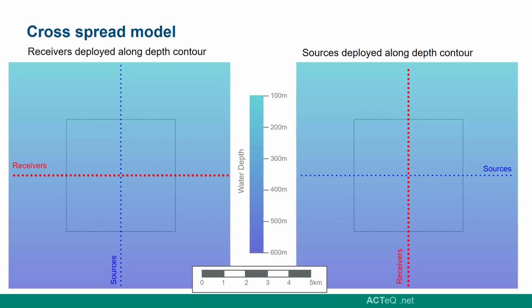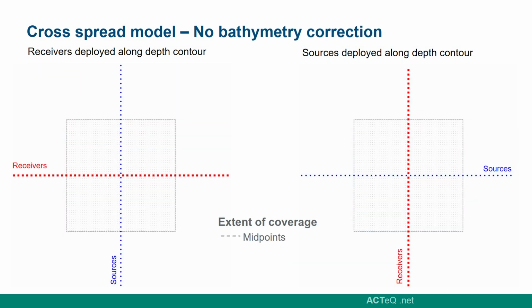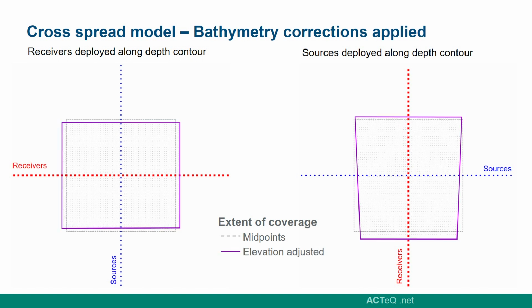So here's our crossbred model. In fact, we've got two, and it's worth pointing out that we get a different effect if we put the receivers along the contour or we put the source points along the contour. If we ignore bathymetry, the coverage pattern generated by both of these crossbreds is identical. We see a simple square of midpoints halfway between each source and receiver. The purple outline shows how the coverage pattern is changed by applying corrections for bathymetry.